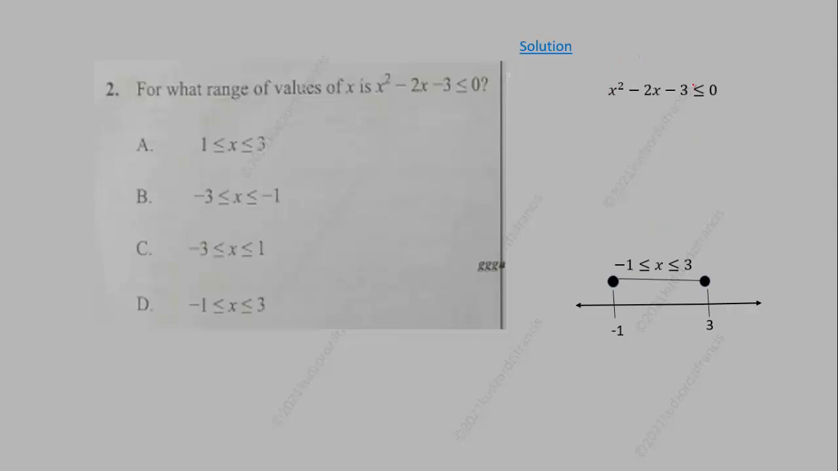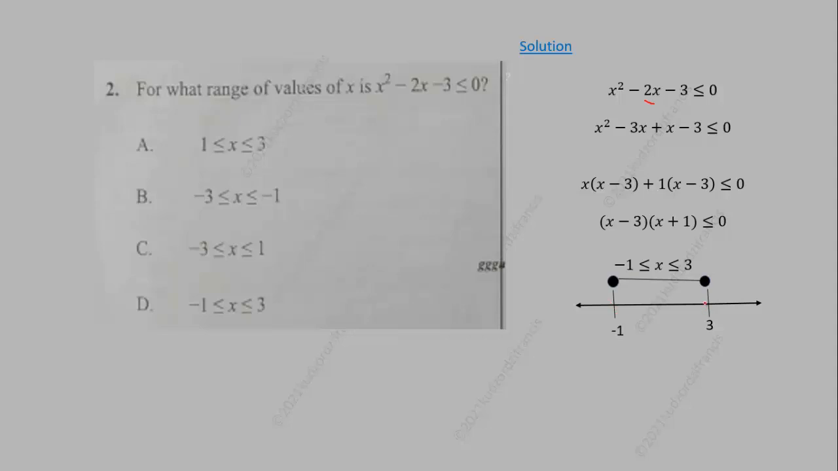We first look out to factorize the left hand side by splitting this term here. So factors of negative 3 that will add up to negative 2 is 1 and negative 3. Now we factorize to obtain this. So solving for this quadratic equation, if we ignore the inequality, you solve for the equation. You obtain x equal 3, which is here, and x equal negative 1.